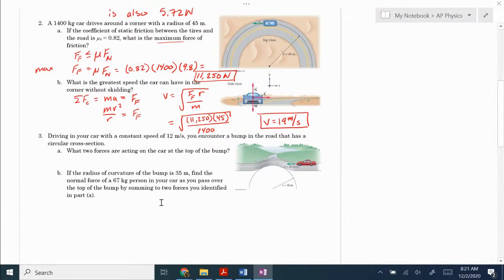All right, next up, driving in your car with a constant speed of 12 meters per second, you encounter a bump in the road that has a circular cross section. What two forces are acting on the car at the top of the bump? So let's assume that we're not going so fast that it's airborne. So we would have the force of gravity, and we would have the normal force. So those would be your two forces.